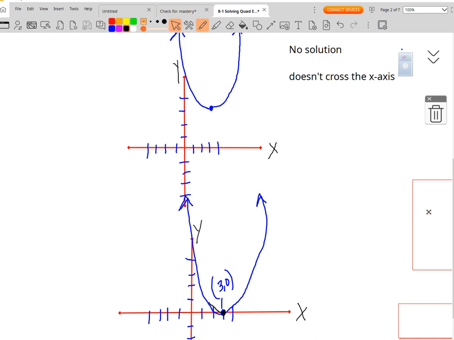So that means that there's only one solution. That solution is the x-coordinate of the point where that parabola crosses or intersects the x-axis.